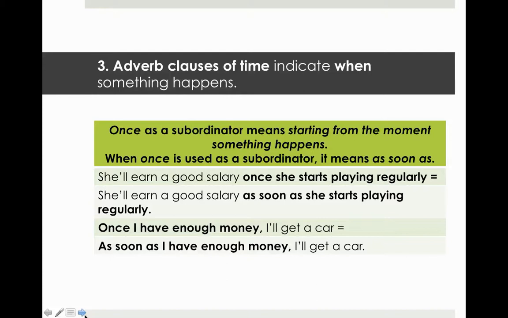Okay, this is a little bit about once. Once is a subordinator. It means starting from the moment that something happens, and it means as soon as. So, she'll earn a good salary once she starts playing regularly. She'll earn a good salary as soon as she starts playing regularly. Once I have enough money, I'll get a car, or as soon as I have enough money, I'll get a car. This is a meaning of once that's different from saying I met him once, meaning one time. That's a different meaning of once.